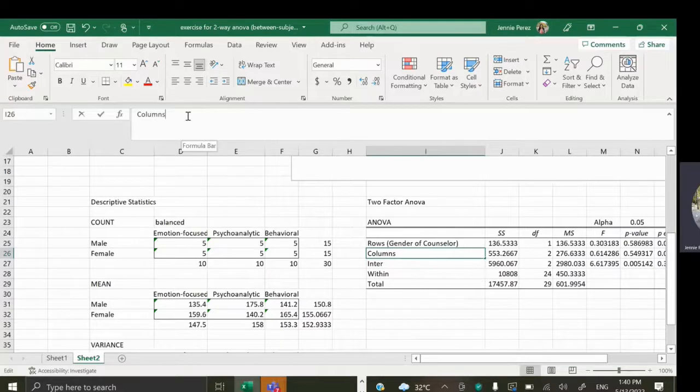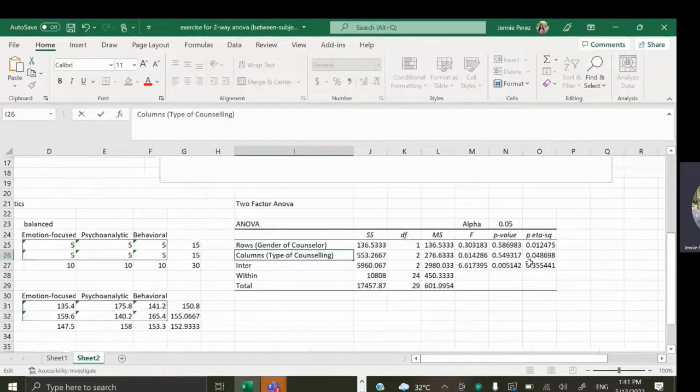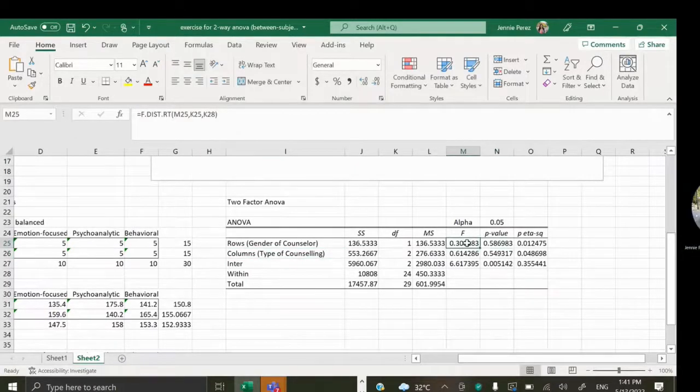And the columns are represented by factor A. So this would be type of counseling used. So we can see that the F statistic of 0.303 has an equivalent p-value, probability value, of 0.5869, so that would be rounded off to 0.59.